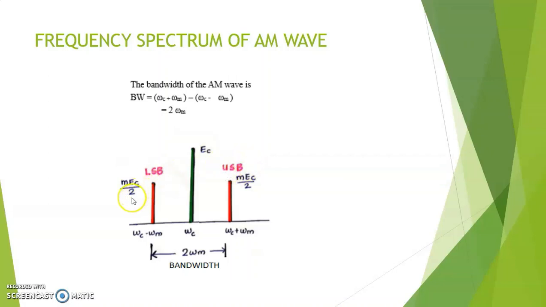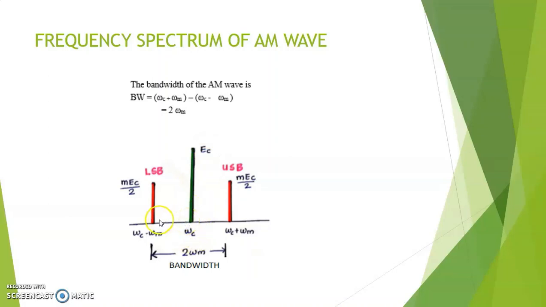So what is the amplitude of the lower side band? It is given by EC m by 2. And what is again the amplitude of the upper side band? It is given by m EC by 2. Then again, what is the frequency of lower side band? It is omega c minus omega m. So first thing we'll draw is the middle one, which is the carrier component. Its amplitude is EC and its angular frequency is omega c.